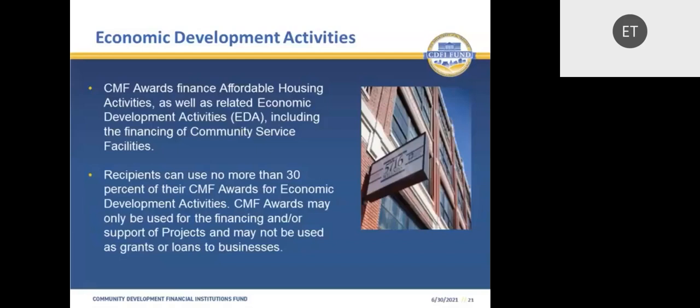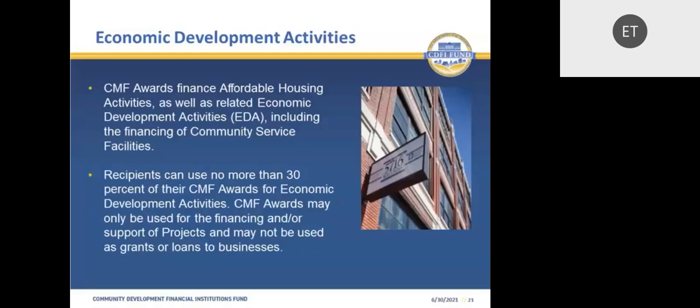So after the NOFA is issued, could you even at a high level talk about whether or not there are any significant changes to this NOFA as compared to the last round that you're aware of? We can't really go into detail because the NOFA is not finalized.